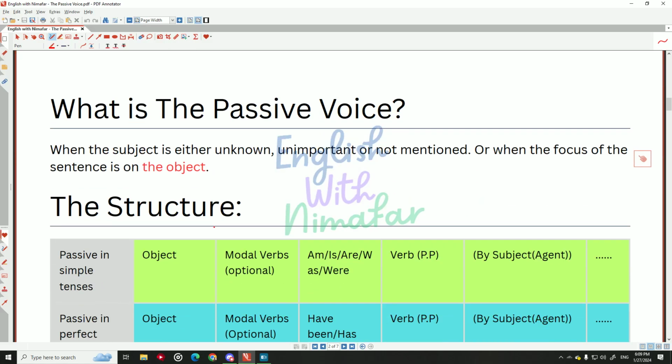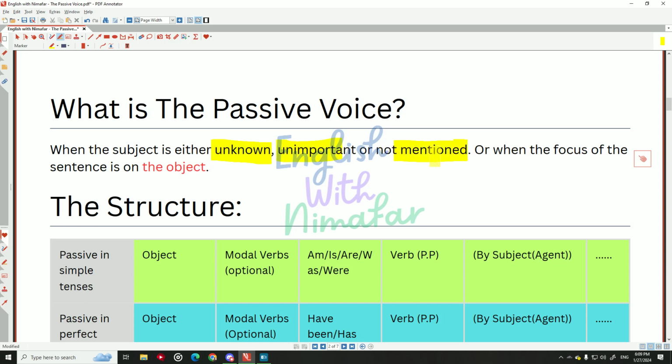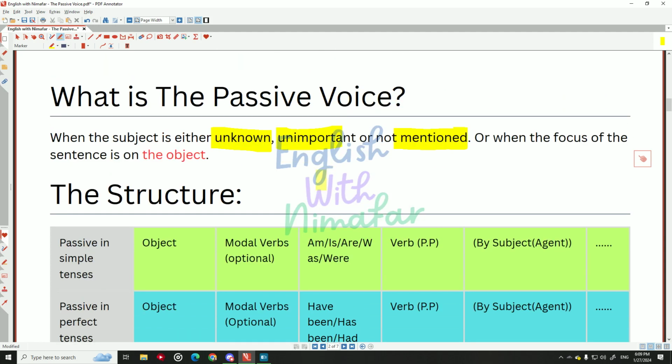Yes, here we start our lesson. When the subject is unknown, unimportant, or not mentioned, or when the focus, as our friend said, of the sentence is on the object. We have the structure here. For example, my wallet was stolen. My car was stolen. He was arrested. My car is being washed.